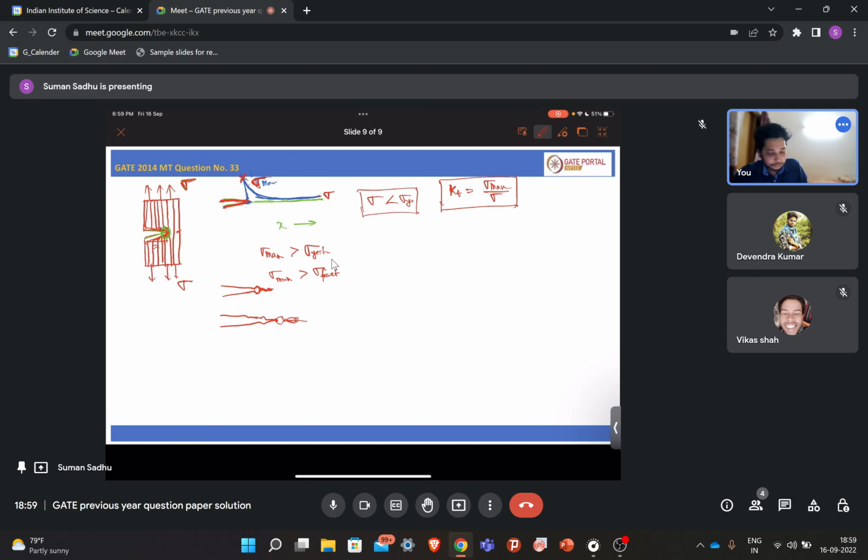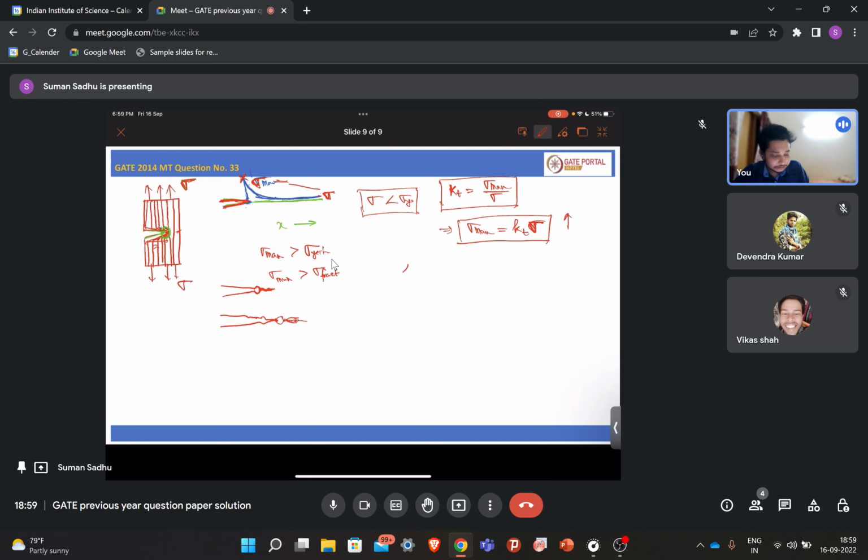Now this sigma max is related to the applied sigma, right? Sigma max is Kt into sigma. If you increase your applied sigma, it will reach a certain value where the crack propagation rate will be very rapid, so that it leads to fracture.